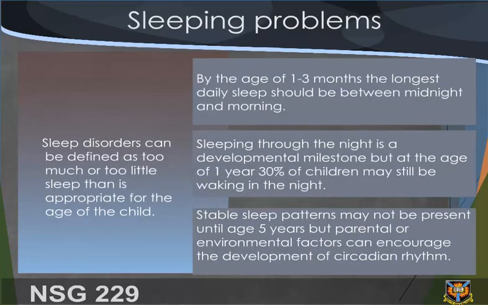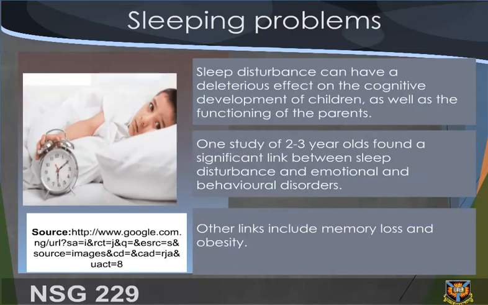Sleeping problems. Sleep disorders can be defined as too much or too little sleep than is appropriate for the age of the child. By the age of 1 to 3 months, the longest daily sleep should be between midnight and morning. Sleeping through the night is a developmental milestone, but at the age of 1 year, 30% of children may still be waking in the night. Stable sleep patterns may not be present until age 5 years, but parental or environmental factors can encourage the development of circadian rhythm.